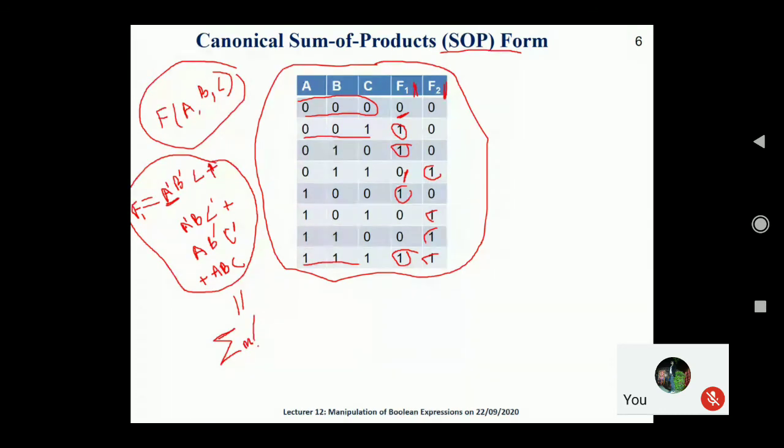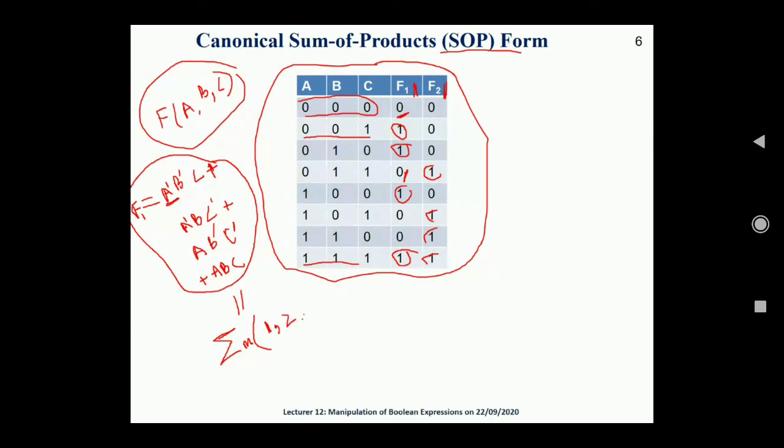So see here, what is the sum of products? A bar, B bar, C. So 0, 0, 1 means what? This one is 1. Min terms are always written in number form, not decimal number form, only the integer number form. Okay. Second one is what? A bar, B, C bar. So 0, 1, 0. 0, 1, 0 means 2.